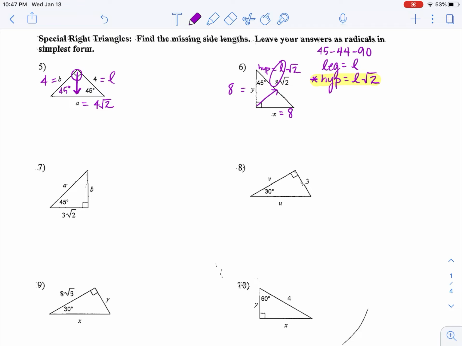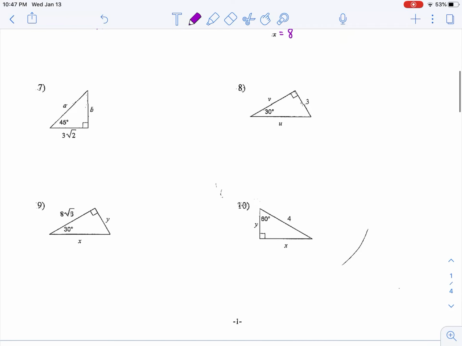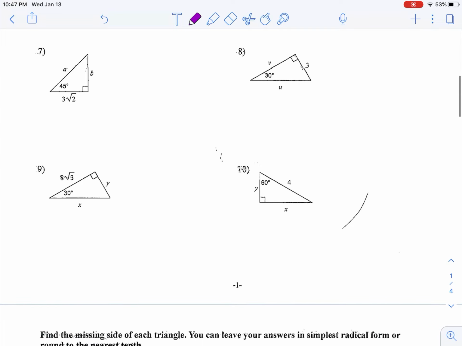So that's 45, 45, 90s, and that's basically what you need to know for the quiz. If we move on to 30, 60, 90s, those start at number 8. And the relationship that you'll be given on the formula sheet will be that 30, 60, 90s have a short leg called S. That will be the side that's directly across from the 30-degree angle.